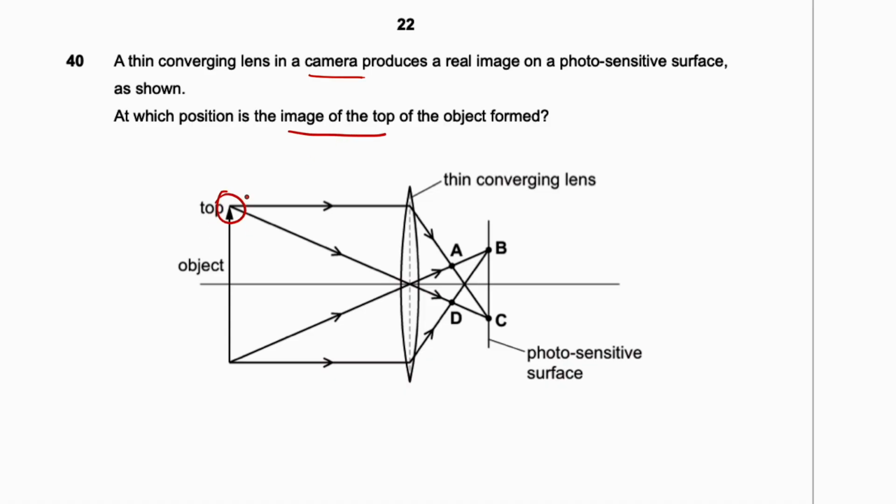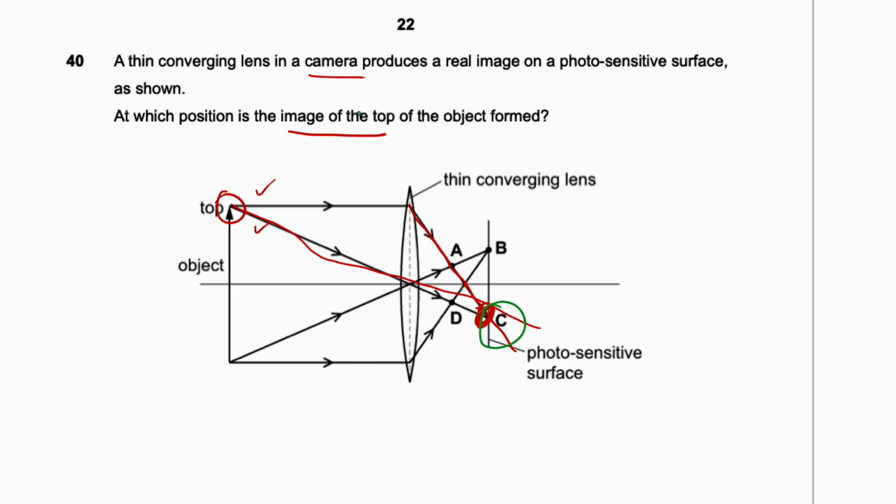So you know you need to take the rays from these. A parallel ray going through, probably that's the focus there, so it reaches here. Another ray passing through the optic center goes there. That's where the rays intersect. So the answer to that question is C.